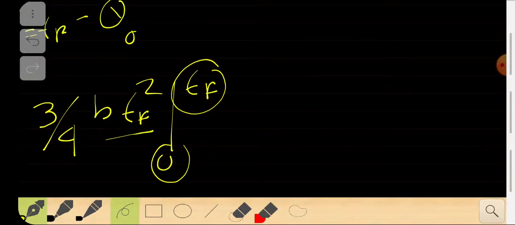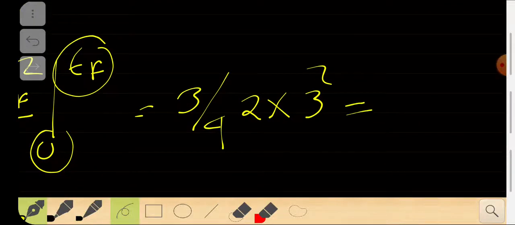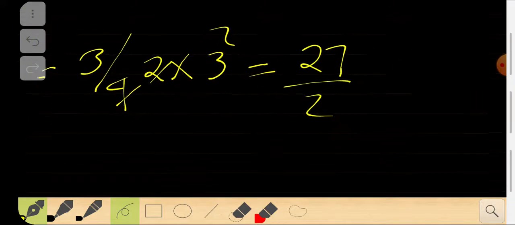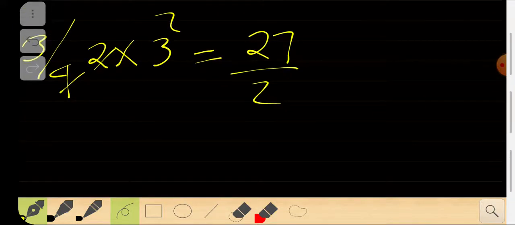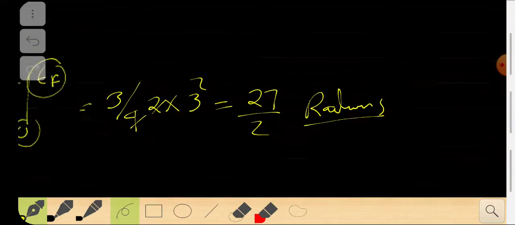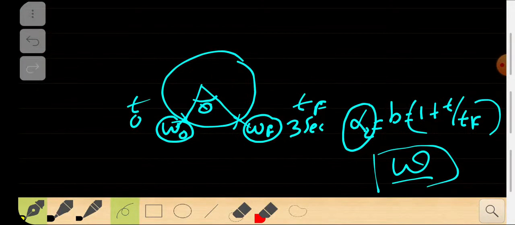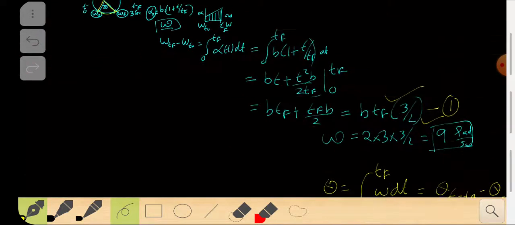So now let's substitute the values here. You get 3 by 4 times b, which is just 2, right? And t square is 3 seconds squared, so that's 3 square, and you get 27 by 2, the 2 cancels. Okay, so that's what you get, 27 by 2 in radians. So that's the angle here. That's the angle swept when you move around from this point to this point. That's the angle swept.